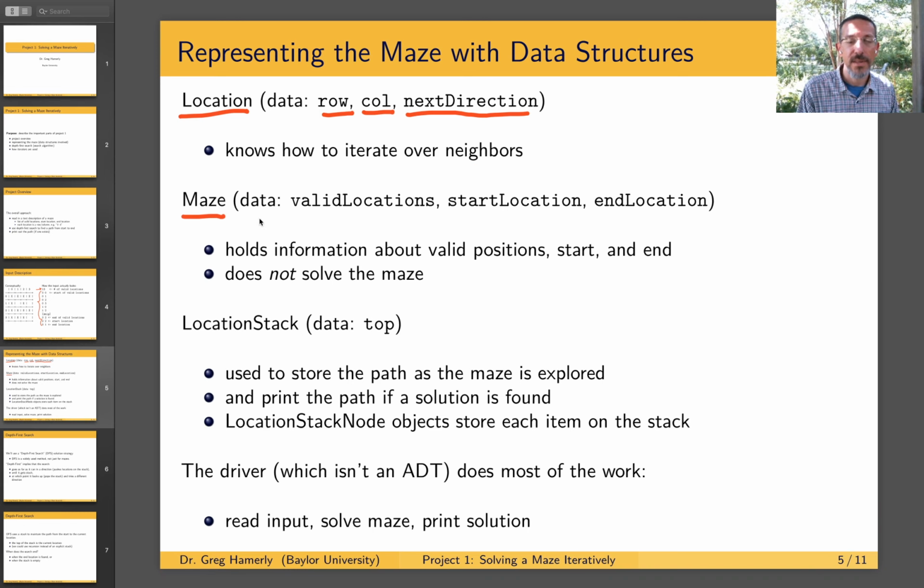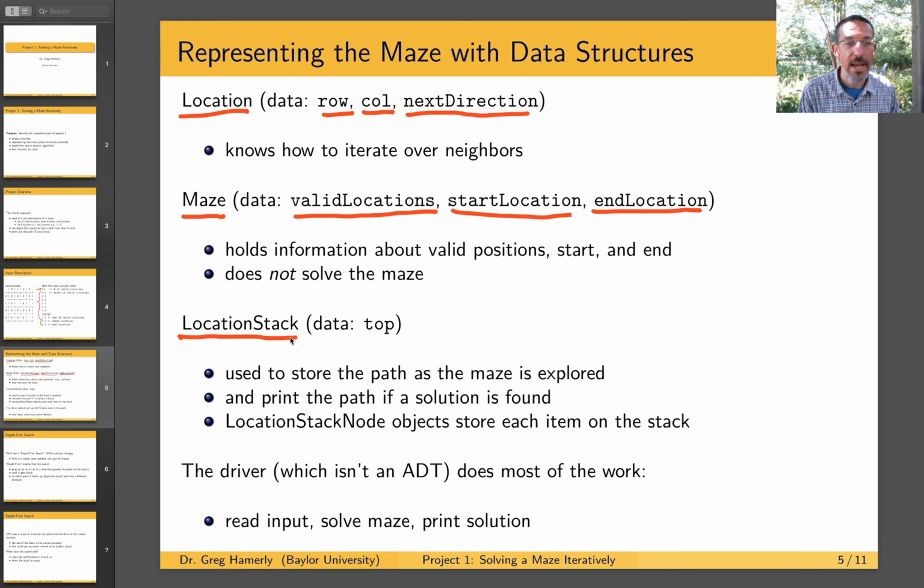The maze class is perhaps a little bit dumber than you might think. It only keeps track of what are the valid locations, what is the start location, and what is the end location. It basically just holds this information, and it can tell the user this is a valid location or it's not, and this is the starting location, and this is or is not the end location. But the maze class does not contain any of the logic for actually solving the maze.